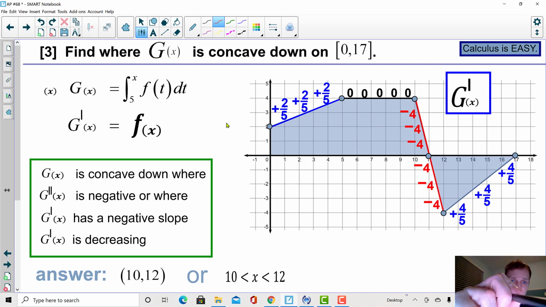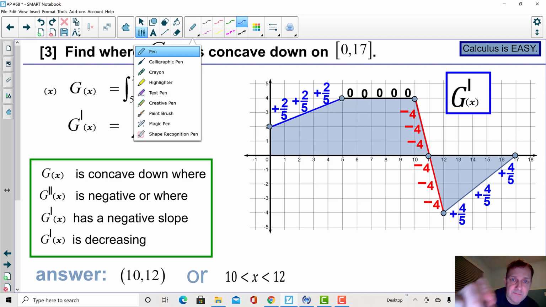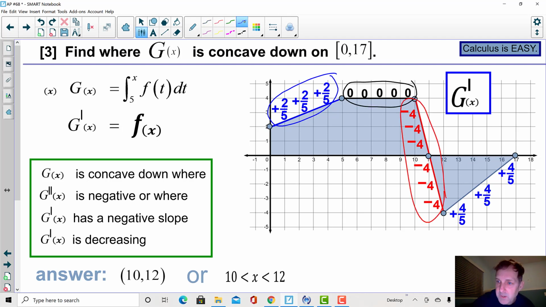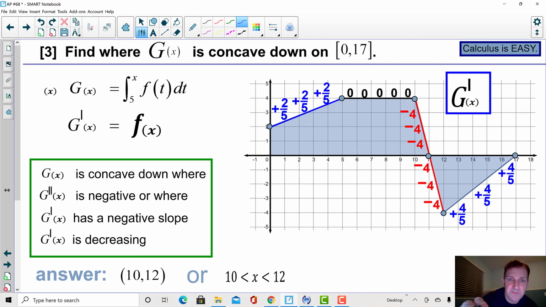Now if we have a graph of g prime, how do we get a graph of g double prime? Well, we're going to have to do one more derivative. So we need the derivative of g prime. Now the derivative of g prime is the same thing as the slope of g prime, and you can see I've already written the slope of g prime above each line. So in the beginning, the slope is 2/5. From 5 to 10, the slope is 0. From 10 to 12, the slope is -4. And from 12 to 17, the slope is 4/5. So that is the second derivative.